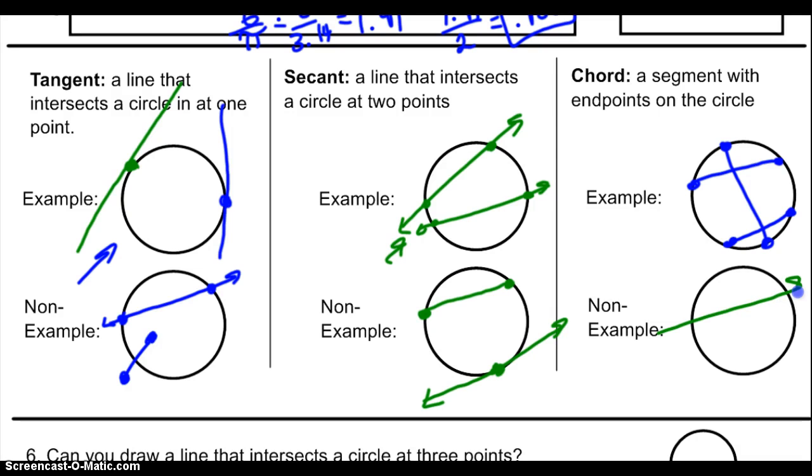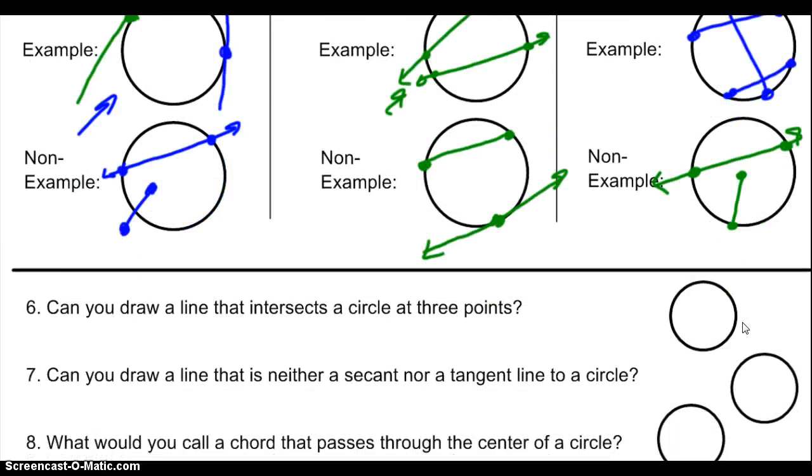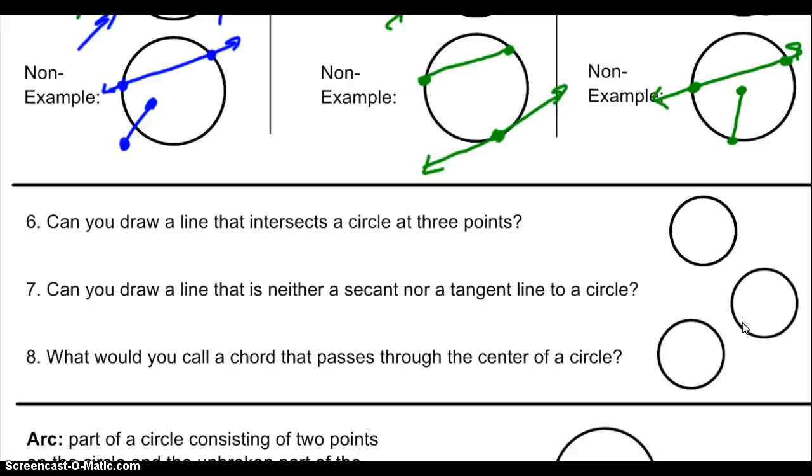This is not a chord, right? That goes all the way through and keeps going. That's a secant. That's a line. This is not a chord, right? From the center to the outside. That's a radius. Okay. So now that you know what a tangent, a secant, and a chord are, it's time to try and do some more conceptual questions. So take a look at questions 6, 7, and 8. Pause the video now and try and answer these questions. When you're finished, unpause the video.